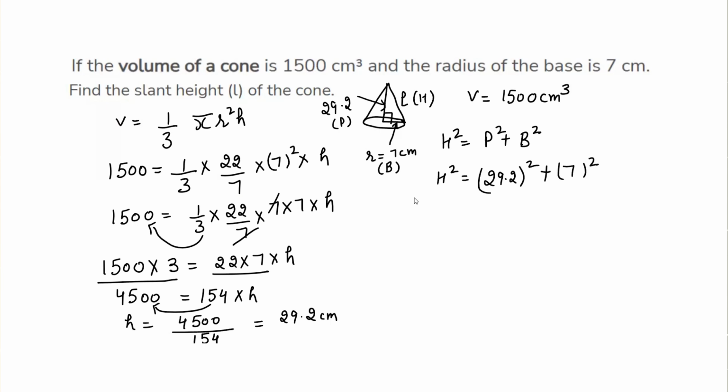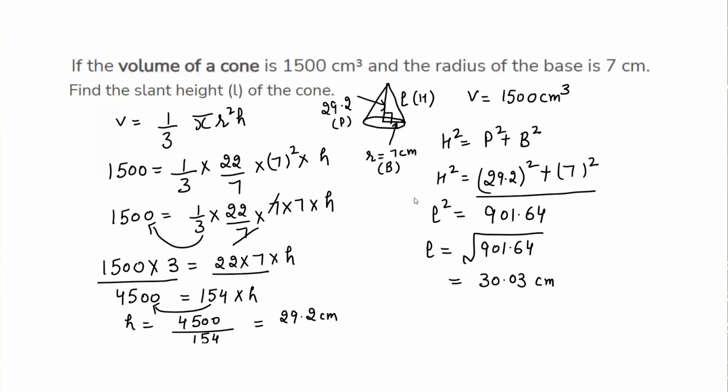In place of h square, we can write here L square is equal to, when I solve these two together, I will get 901.64. So the value of L will be equal to the square root of 901.64, which is equal to 30.03 centimeter. So this is how we can solve the different kinds of questions related to volume of cone.